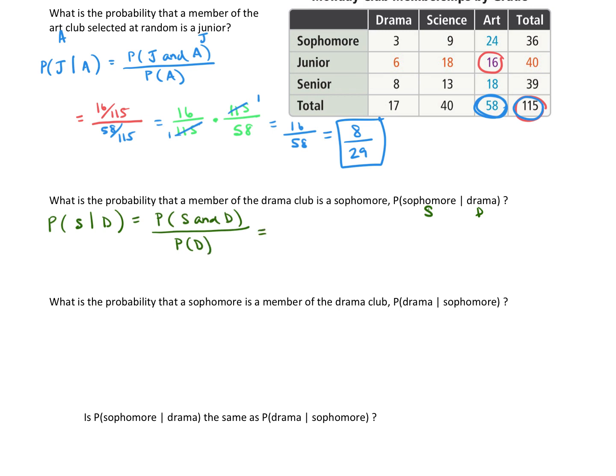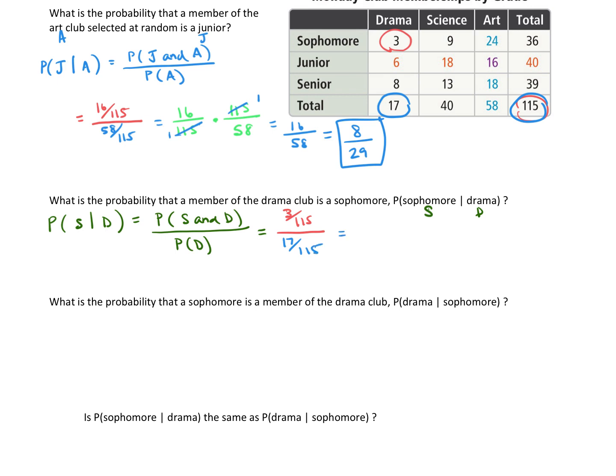So let's find those probabilities in the chart up here. I'm going to erase this stuff I circled. All right, there we go. So looking for the probability of students that are sophomores and in drama club. If we look at the sophomore list, we can see here are the students in drama club. So we have 3 of those students out of 115 total. That's a probability. We're going to divide that by another probability, that the student is in drama club. So we have 17 total drama club students out of the 115. So that's our second probability.